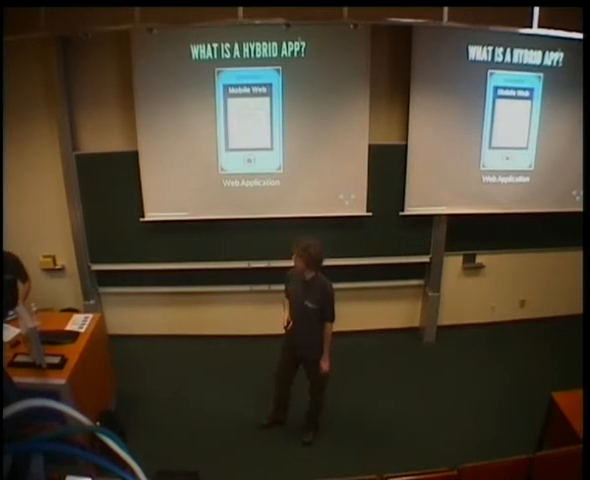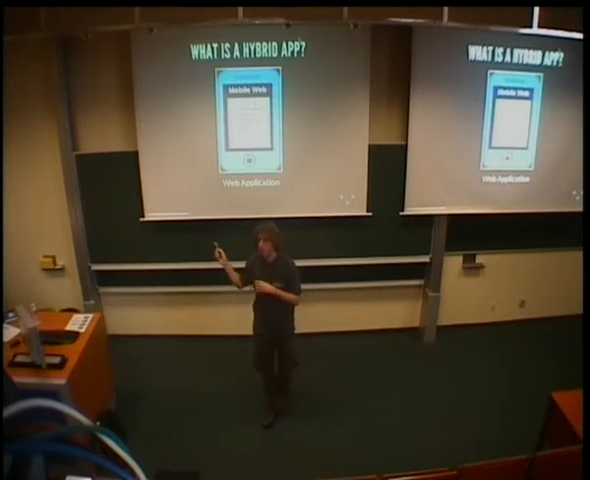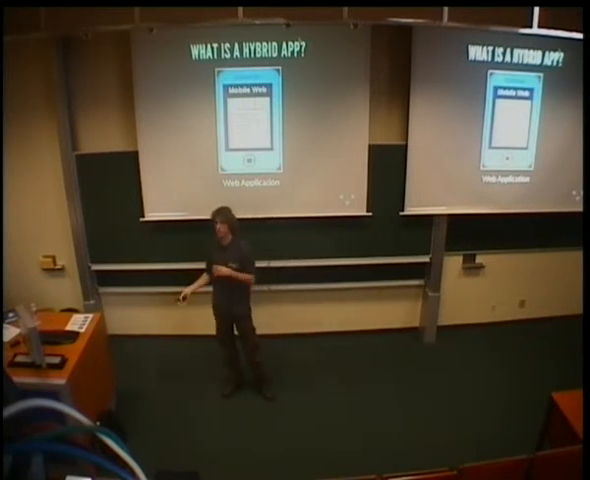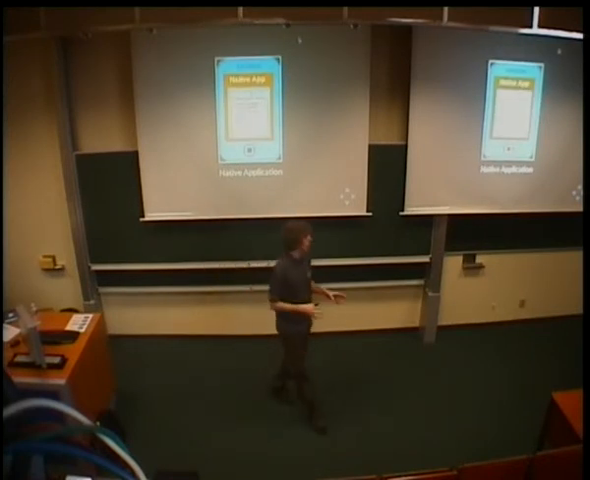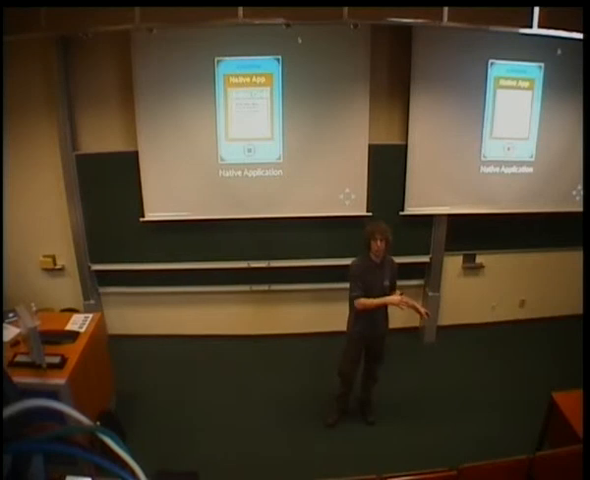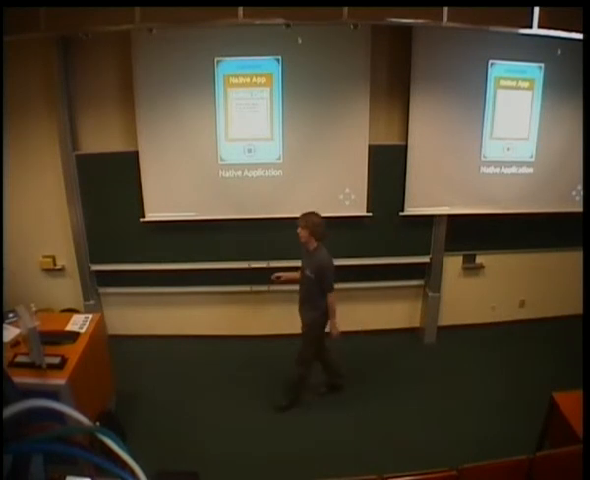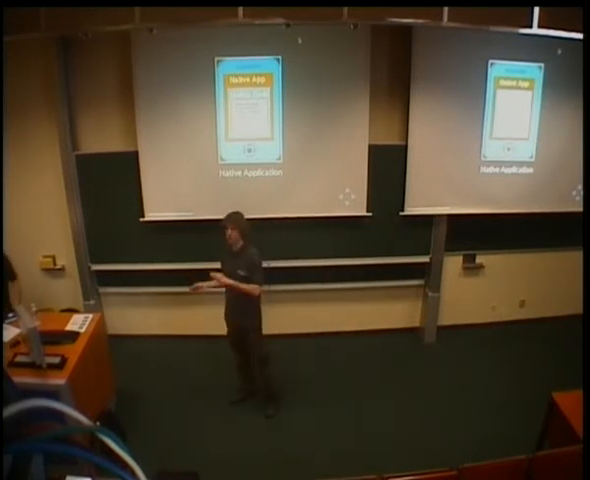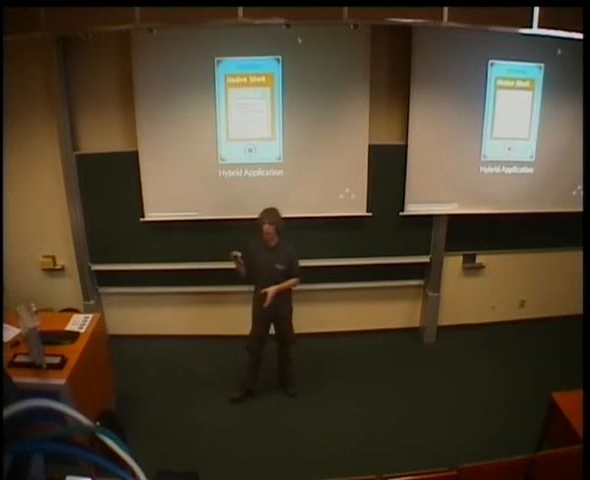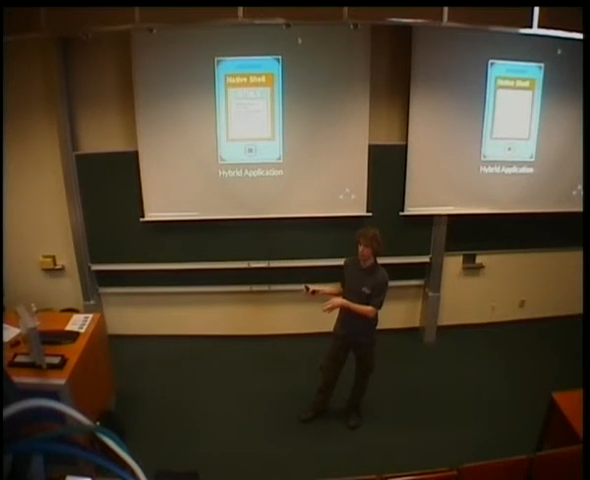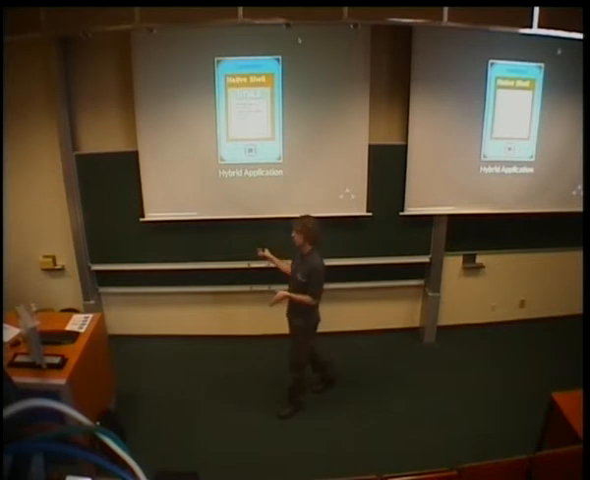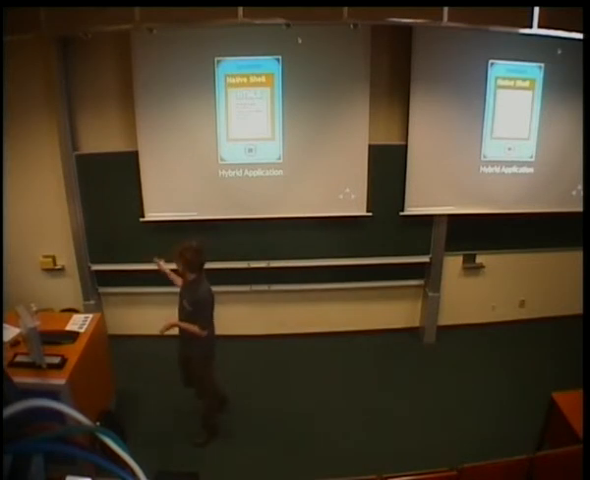So what is a hybrid application? What you have just seen is a web application running in a web browser. There are native applications, that's Objective-C and such, and Java. But you can combine these worlds and have a hybrid application. You take an HTML application and you wrap it in a native shell. And that's exactly what Cordova does.